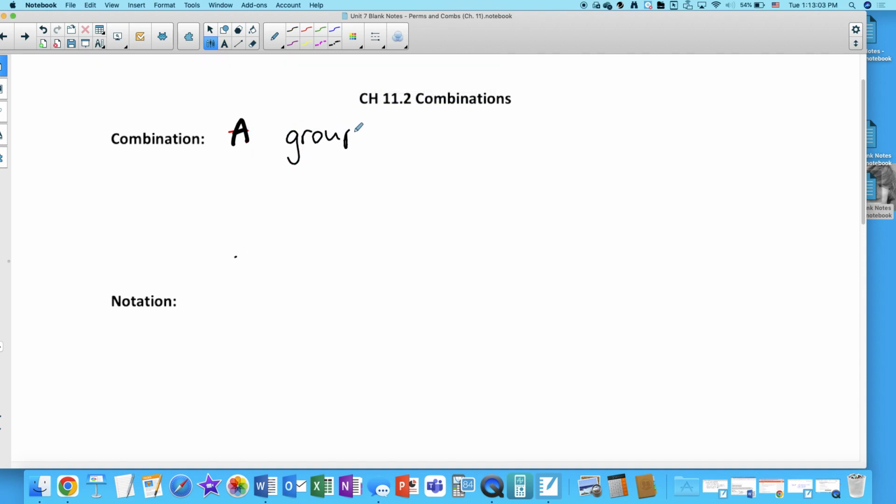A grouping of objects in which order does not matter.